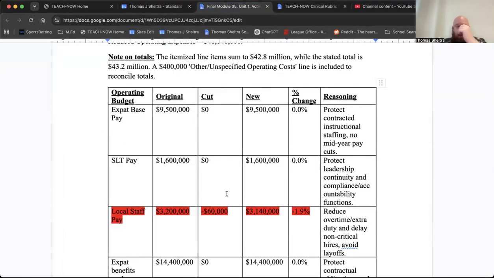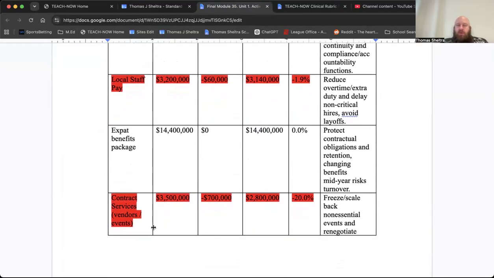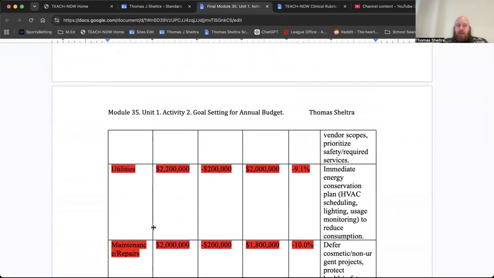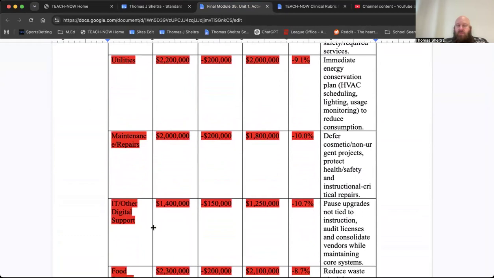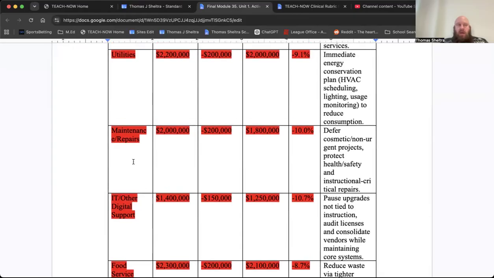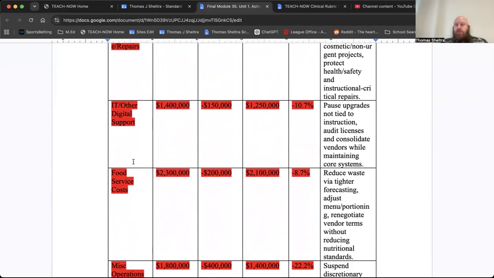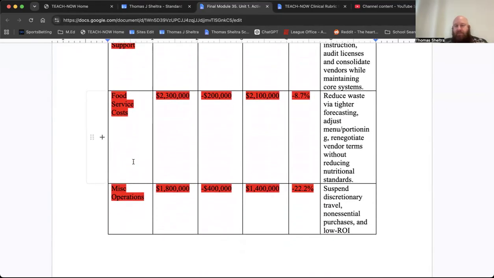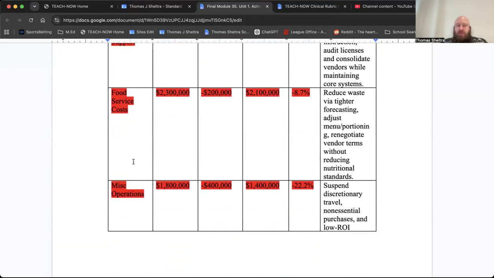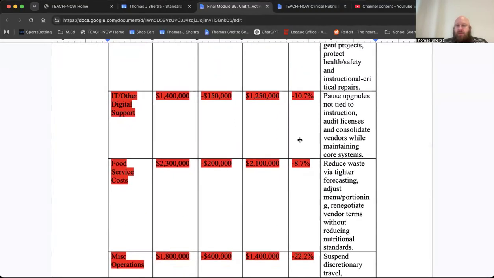And so one of the things that I tried to do was look at areas where we could reduce our funding in our budget and use these resources in a better way, not to limit instruction or the quality of the school, but to have things be more sustainable, especially when it comes to things like food waste, when it comes to IT and digital support.